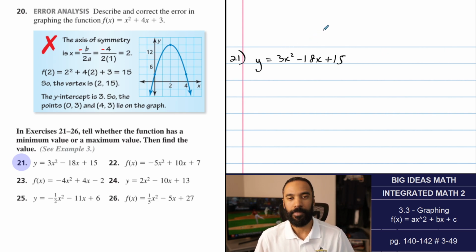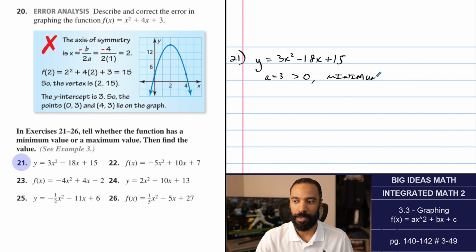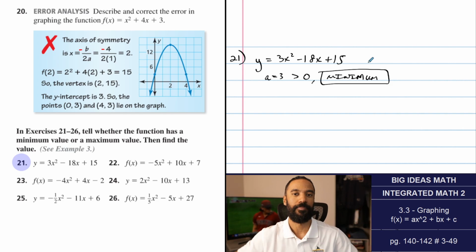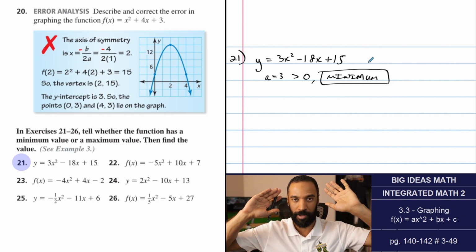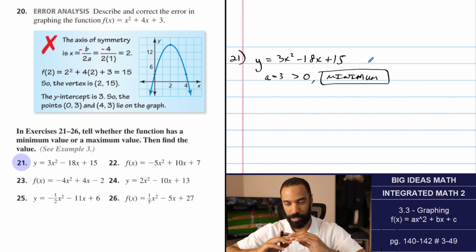It is a minimum if the graph faces upward. It faces upward if a is positive. This has a positive a value, so this is going to have a minimum. 3 is greater than 0, right? A is 3, which is greater than 0, so it has a minimum. I just want to state one more time, people think up means maximum. No, upward means it has no maximum. It goes up forever. It bottoms out, therefore it has a minimum.